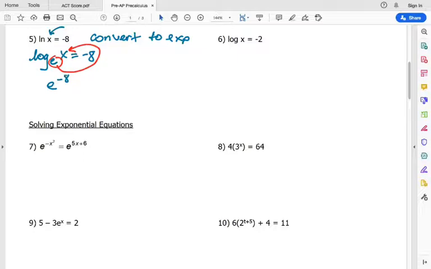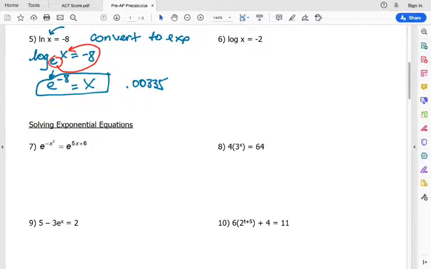Remember, the log function always equals the exponent, and the log function and the exponent always have the same base, and that equals x, and that would be an exact answer. If you were to give me the decimal, it would be 0.00335.